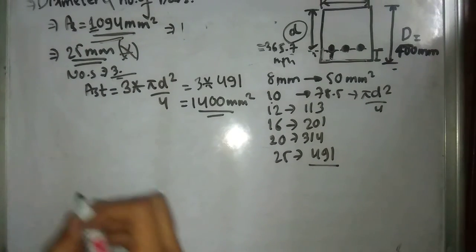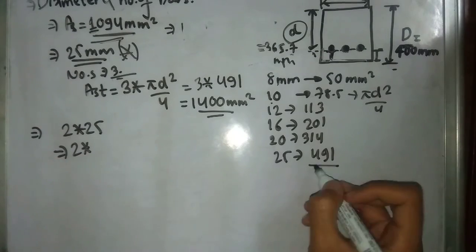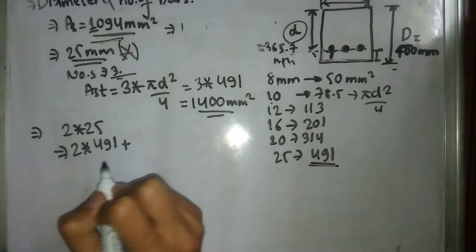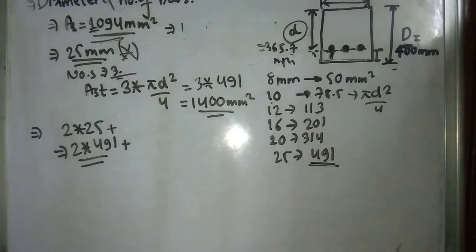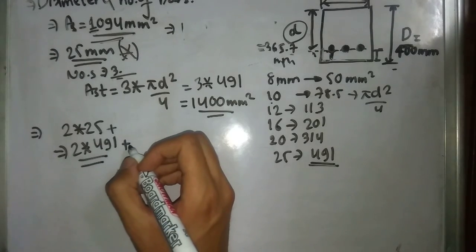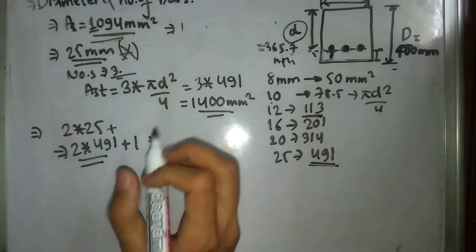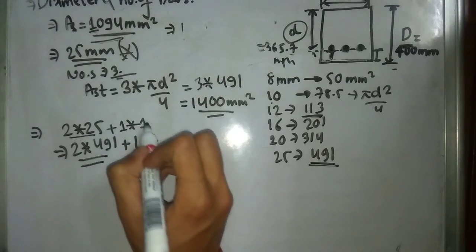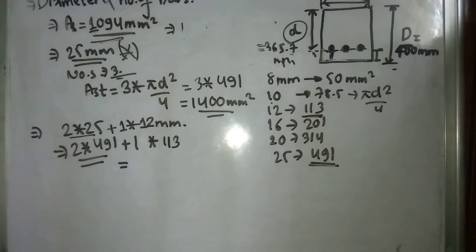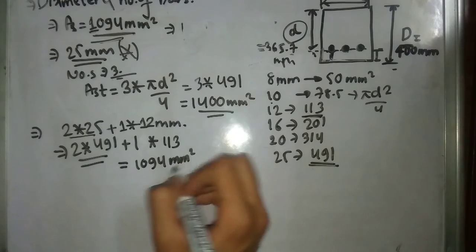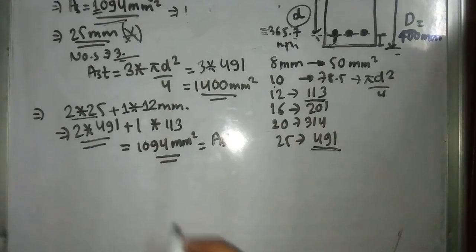As I explained before, this process is completely hit and trial. So let's say if we use 2 25 mm bars, we get the area as 2 into 491, so it's not going to be enough. 2 into 491 is going to be something around 900 or 1000, which is less than 1094. So if we use one more bar of 12 mm, so 2 25 mm bars and one bar of 12 mm, we get the area as 1 into 113 added. If you calculate this, we are going to get the area as 1094 mm square, which is equal to our area of steel required.